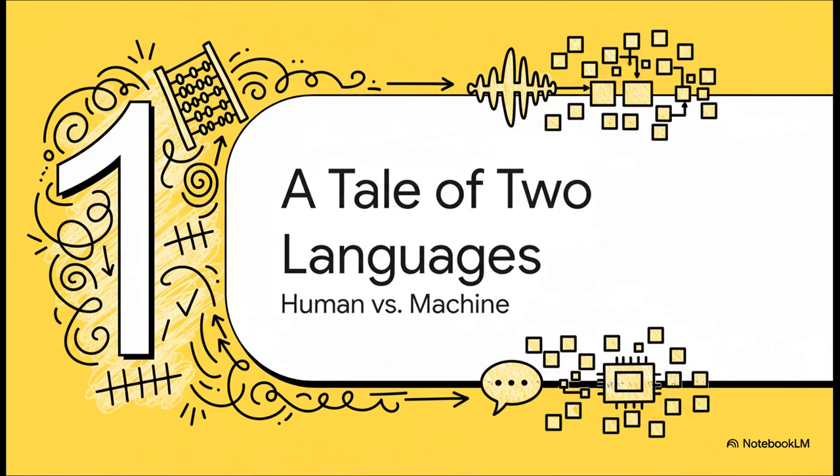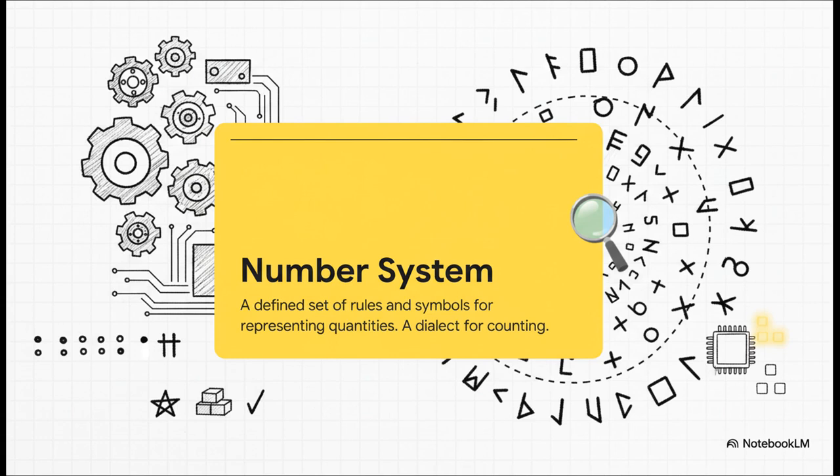And to really get it, we first have to ask a more basic question. What even is a number system? A number system is really just a set of rules and symbols for representing amounts. You can think of it like a dialect that's specifically for counting. It's got its own alphabet and its own grammar.